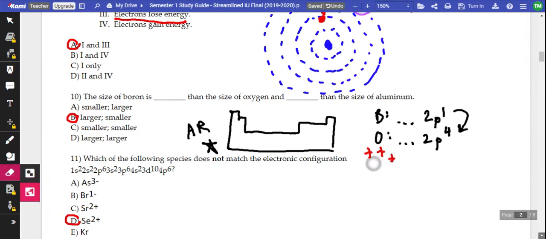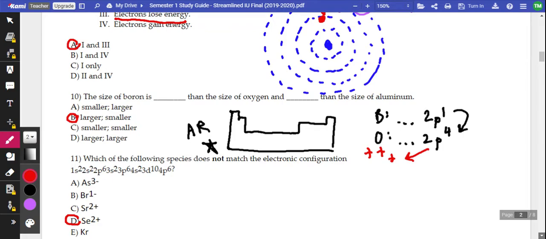It has more positive charge, which means it's going to be pulling in those electrons a little bit harder than boron would. So oxygen is going to shrink in comparison to boron. Even though their electrons go out to the same energy level, they're closer in for oxygen because of that attraction to the nucleus. So boron is bigger than oxygen because it's got fewer protons to pull in that electron cloud. But aluminum is going to be bigger than boron.